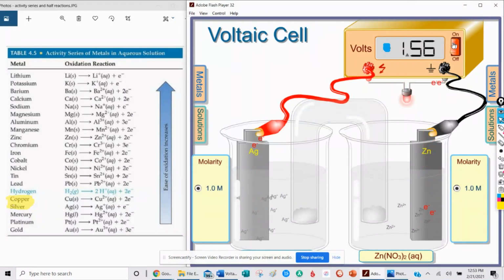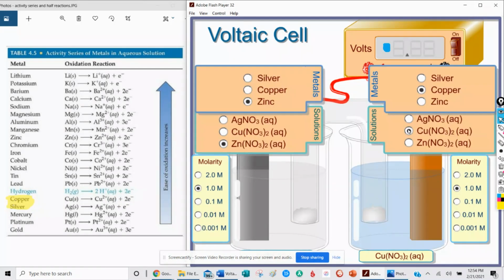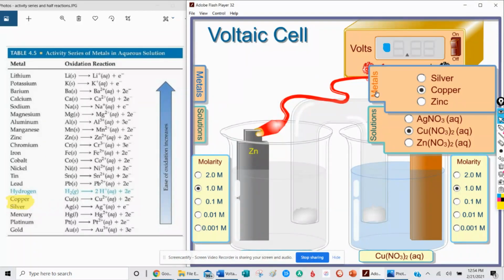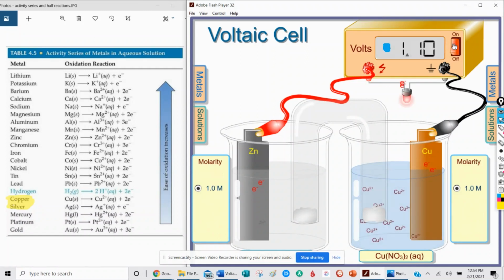Which way are the electrons flowing? They're flowing this way, so you need to determine which one's your anode and which one is your cathode. The next one that you are going to do is zinc and copper, and here I have it set up for you. Let's see what happens. Which way will the electrons flow? It looks like they're flowing from zinc to copper.